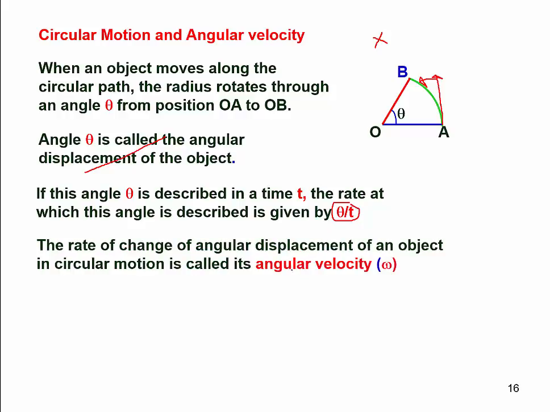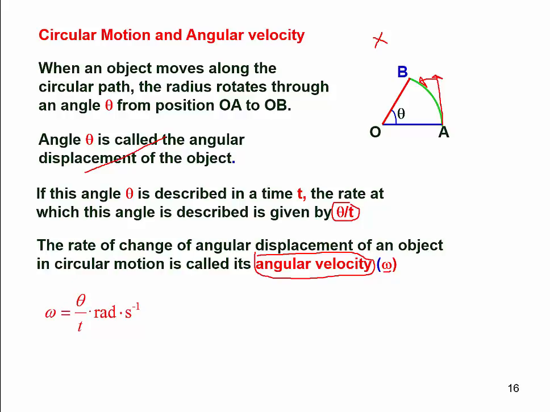And this rate is called angular velocity. Look at that, angular velocity. Earlier, the velocity we talked about is linear velocity. This is angular velocity, and we used the Greek letter omega to represent angular velocity. And how do you calculate that? It is the angle described divided by the time interval. So omega equals theta over t.